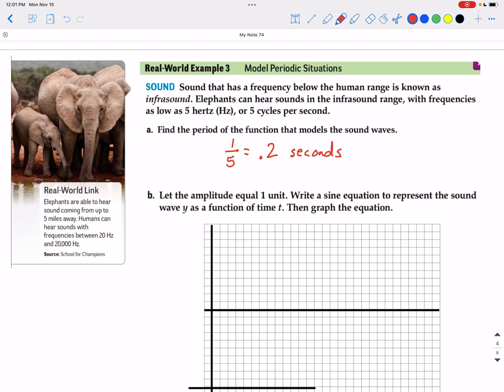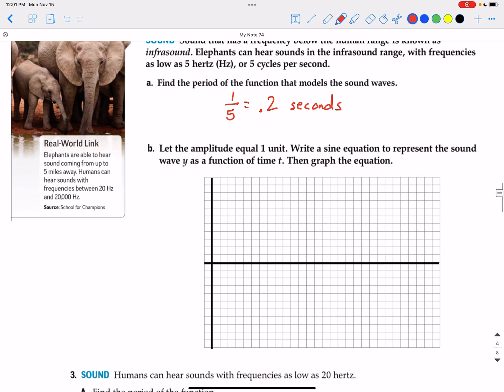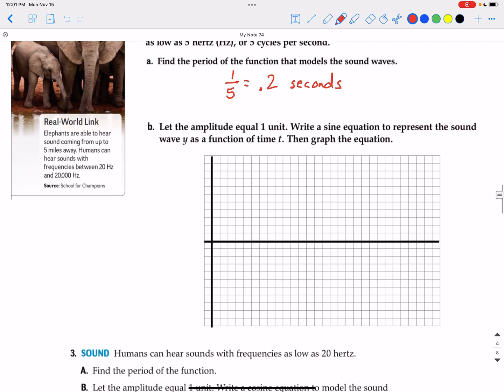And then part B is to let the amplitude equal 1 unit, write a sine equation to represent the sound wave y as a function of time t, then graph the equation. Oftentimes with these types of questions, they are not written in terms of degrees, but in terms of pi. So the first thing we have to do is figure out what the period is. And we actually already know what the period is.